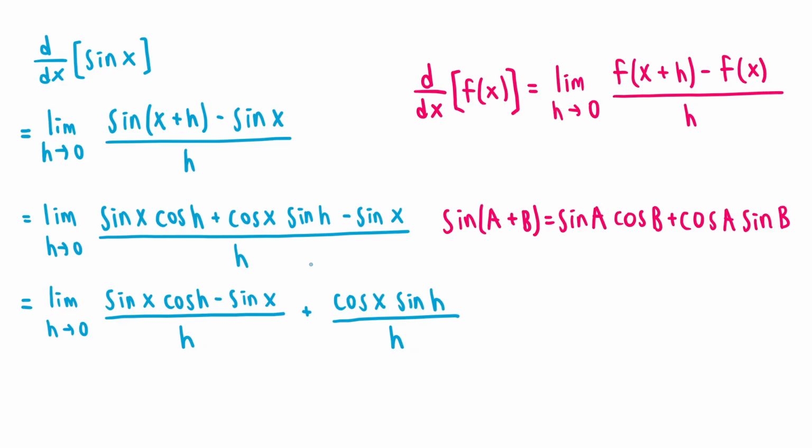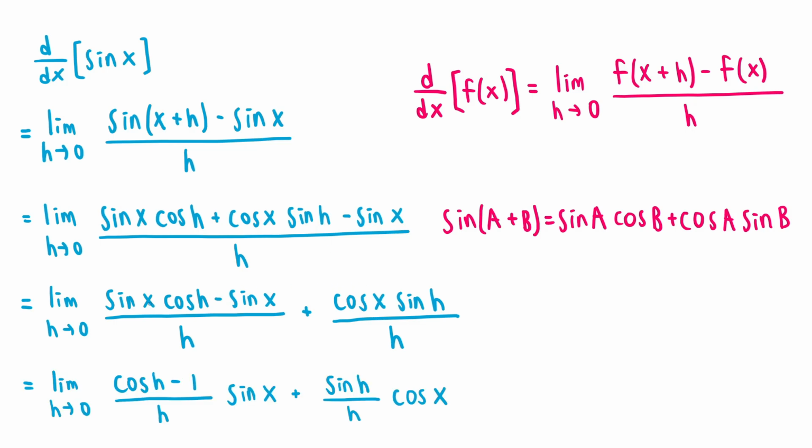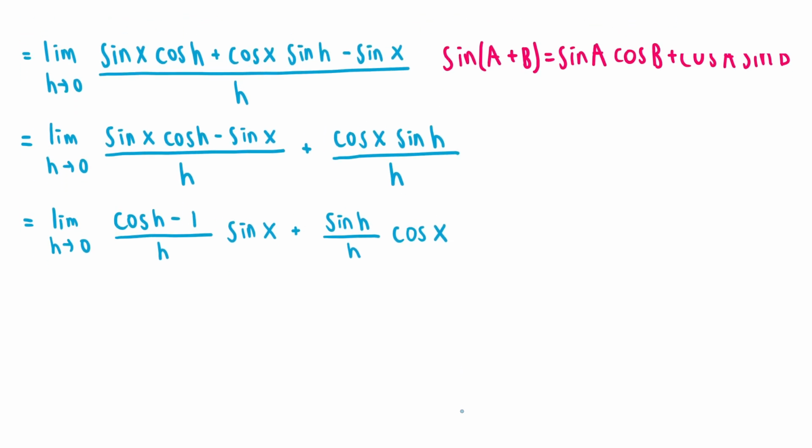And what I've done is I've grouped sine x cosine h and negative sine of x into the first fraction, and the cosine x sine h term goes into the second fraction. If we factor out sine of x from the first term, it becomes cosine h minus 1 over h times sine of x. And if we factor out cosine x from the second term, it becomes sine of h over h times cosine of x.